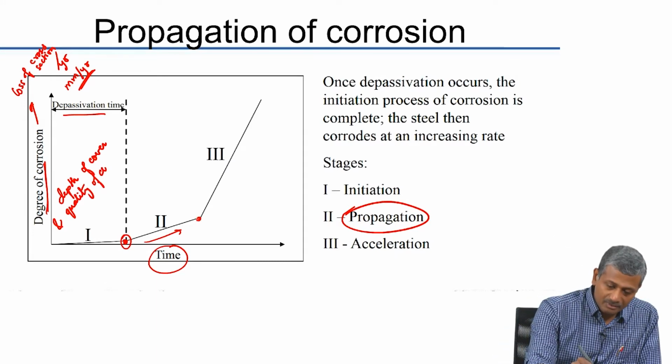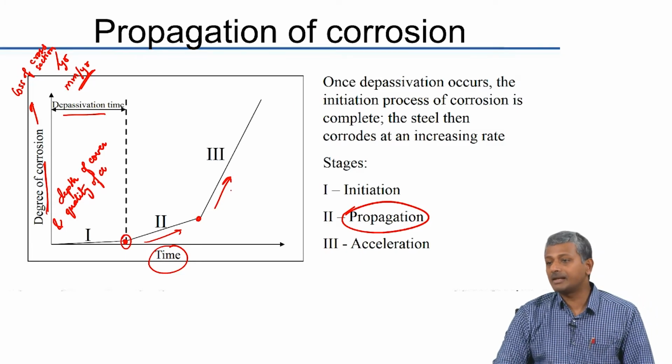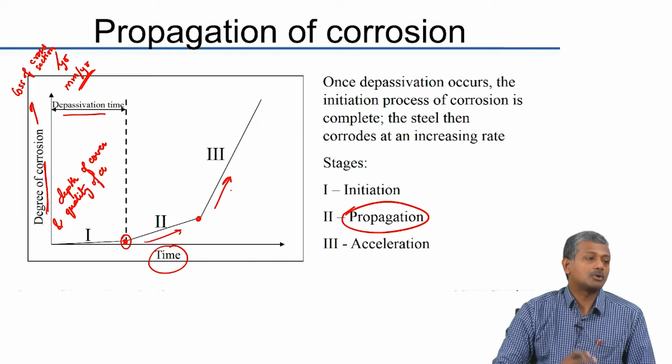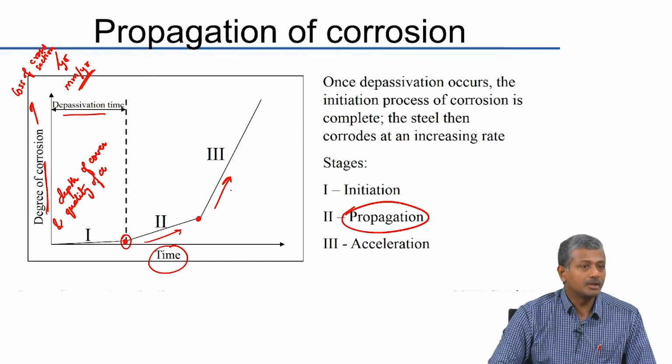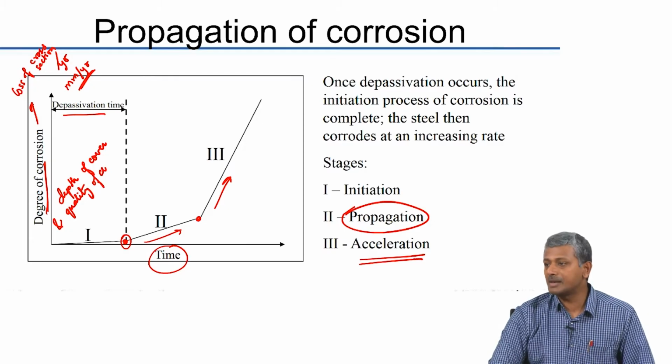Now, you see that there is a transition here from stage 2 to stage 3, and you see that there is an increase in the rate of deterioration of your concrete, not concrete, of the steel, okay. Why do you see that? Because of acceleration of your damage.